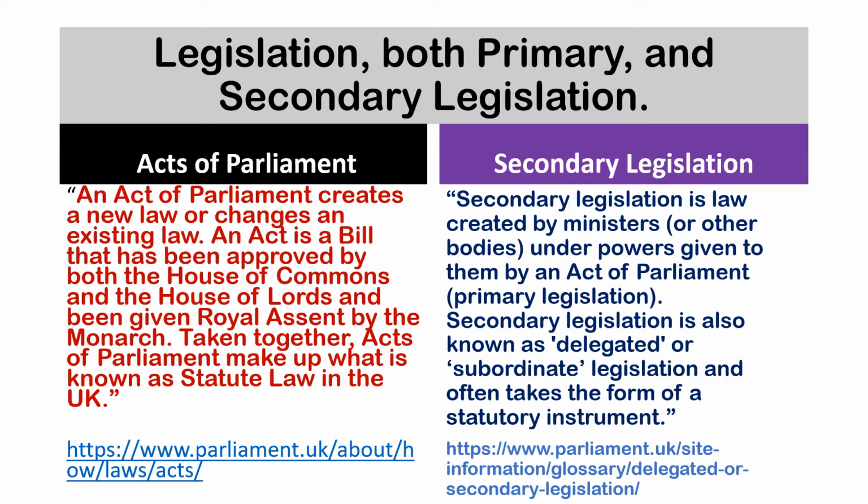An act starts off life as a bill before Parliament, which is placed before Parliament, and it goes through a process which we will talk about in a minute. The bill must be approved by both the House of Commons and the House of Lords, and then before it can become law, it must be given royal assent by the monarch. Acts of Parliament make up what is known as statutory law in the UK.